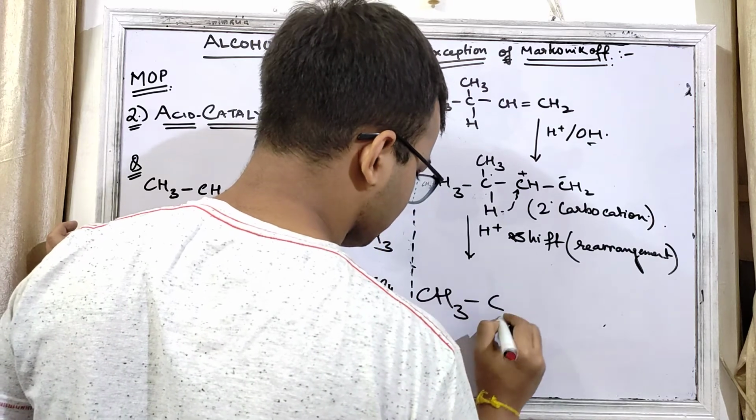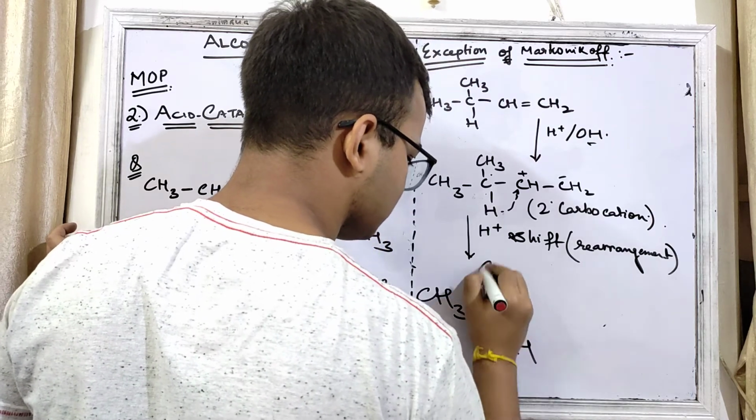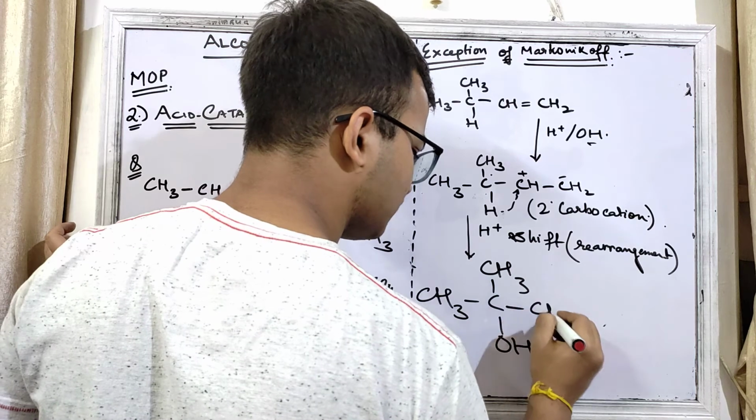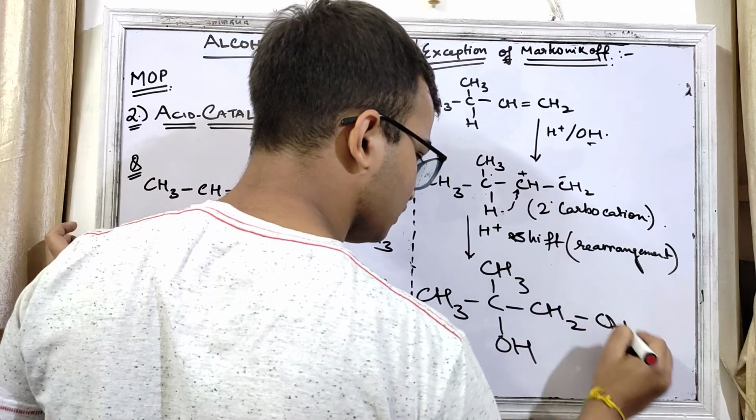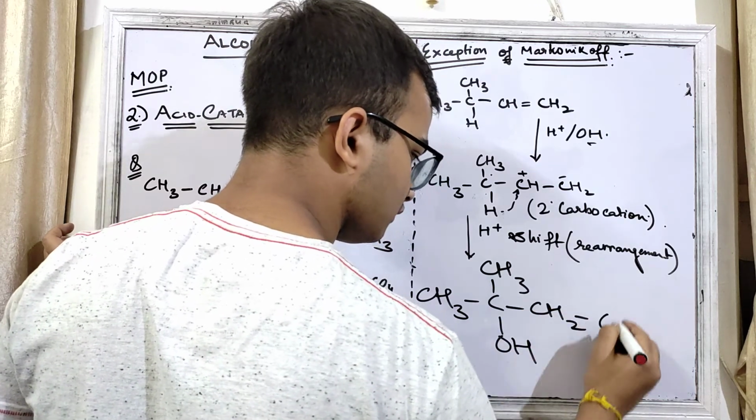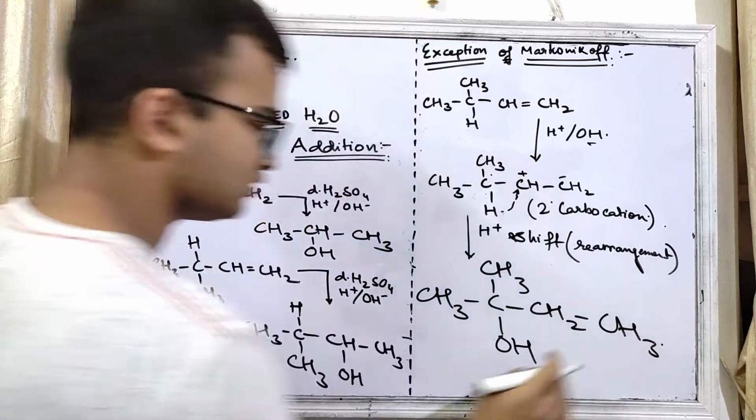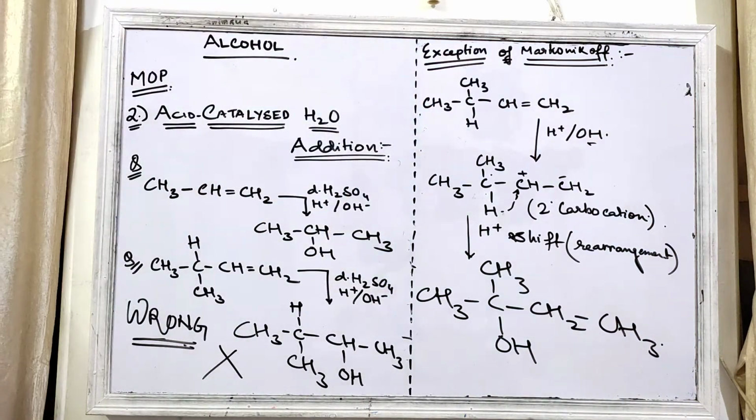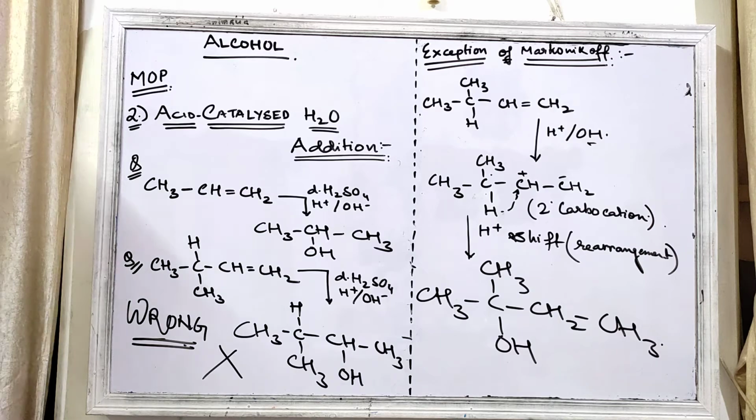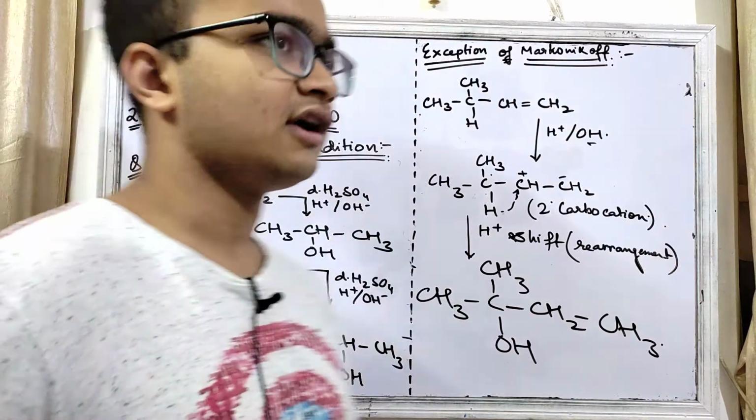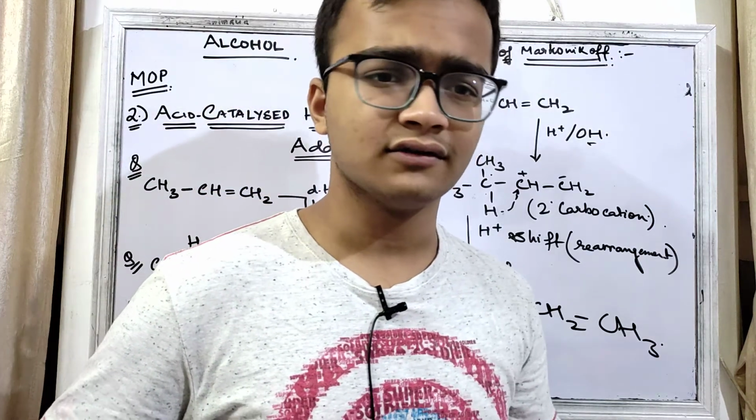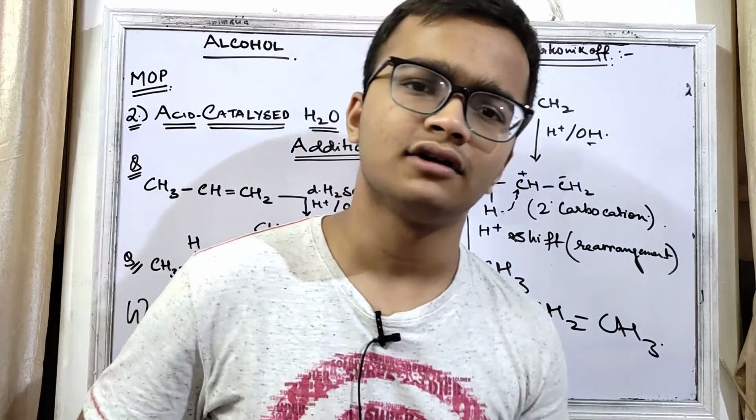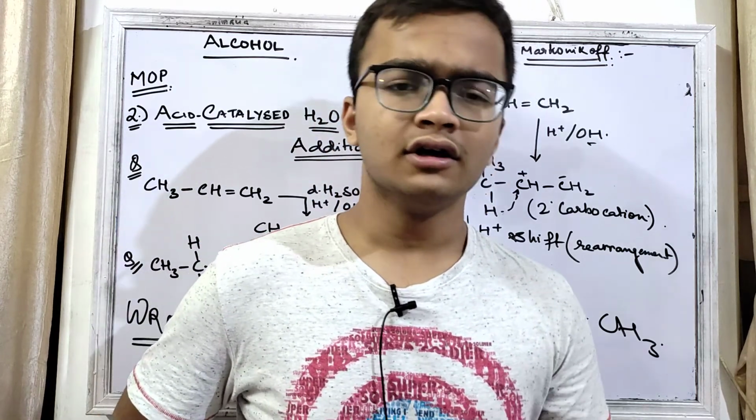CH3 COH CH3 CH2 CH3. So this is the ultimate product which I am obtaining. So this was the few exceptions of Markovnikov, you can call it, of the acid catalyzed addition of water to alkene, which is giving us alcohol. So copy it up to this much.